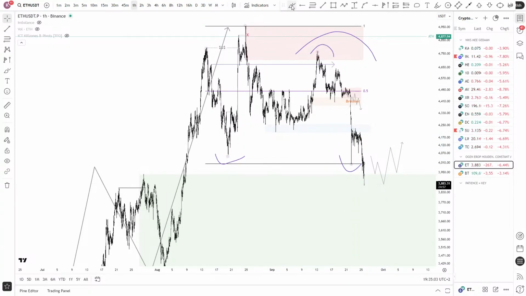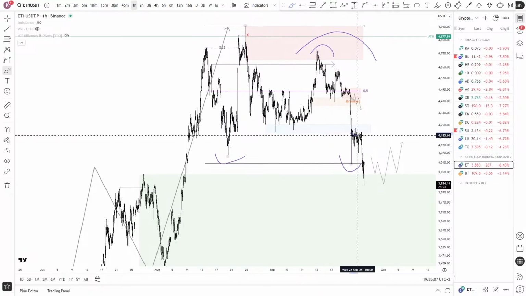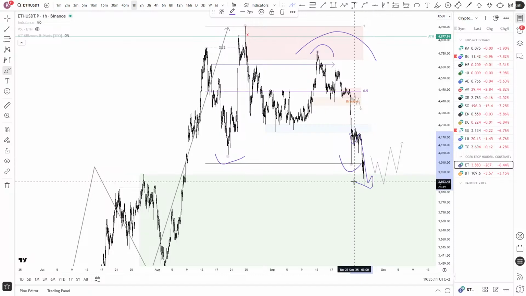This was the great resistance zone that we have pointed out, a lot of liquidity, and we actually did get a test of that zone and the push towards the downside. It's always great to see.